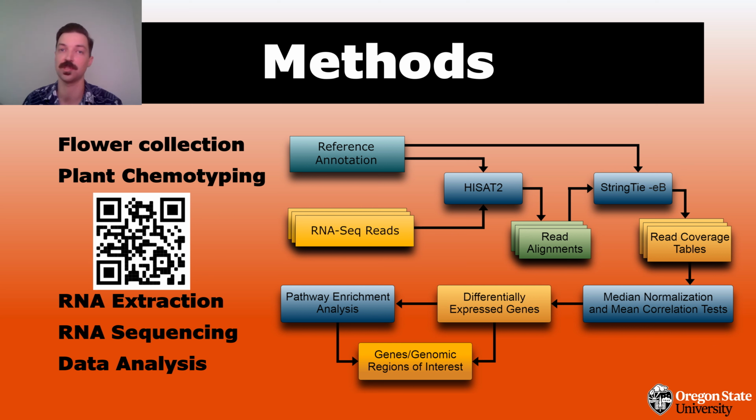The cannabinoid composition was measured using an Agilent 1260 Infinity II HPLC, high performance liquid chromatography, system. If you'd like to know more about that and how you would do that, I've provided a QR code here to a YouTube video that I made of exactly how you would go about that.